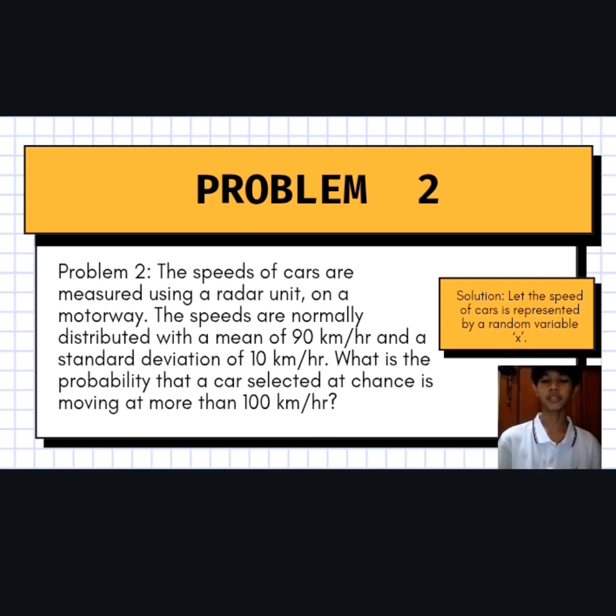Problem 2. The speeds of cars are measured using a radar unit on a motorway. The speeds are normally distributed with a mean of 90 km per hour and a standard deviation of 10 km per hour. What is the probability that a car selected at random is moving at more than 100 km per hour?